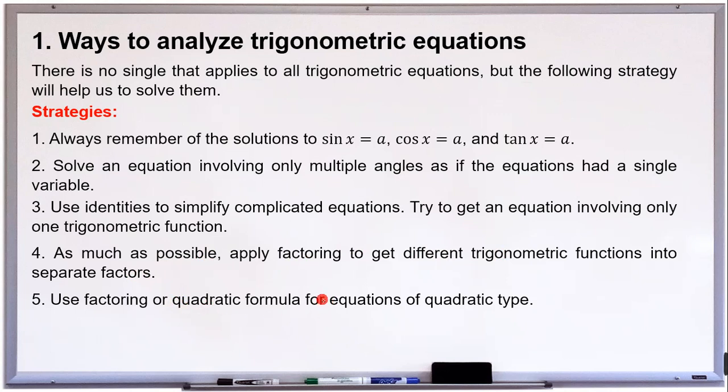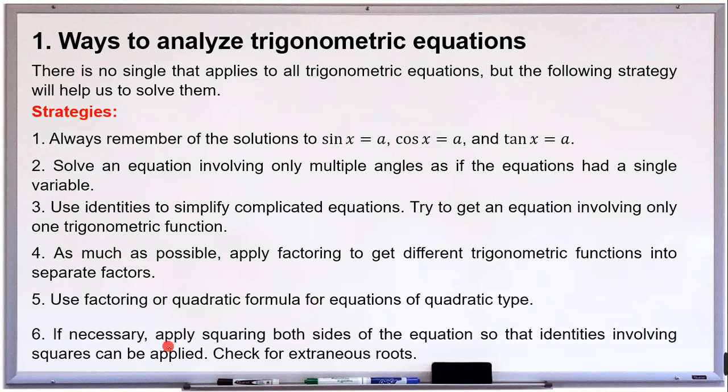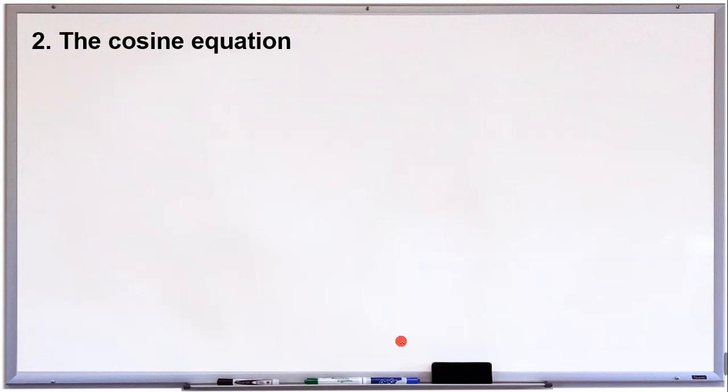There are some cases where you are not only given linear trigonometric equations. There are times that the degree of the trigonometric equation is 2, so we are going to model that as a quadratic equation. Then number 6, if necessary, square both sides of the equation so that identities involving squares can be applied. Always check your answers. Check for any extraneous roots, because there are cases where what you get is not really part of the solution of the trigonometric equation. So you have to check that.